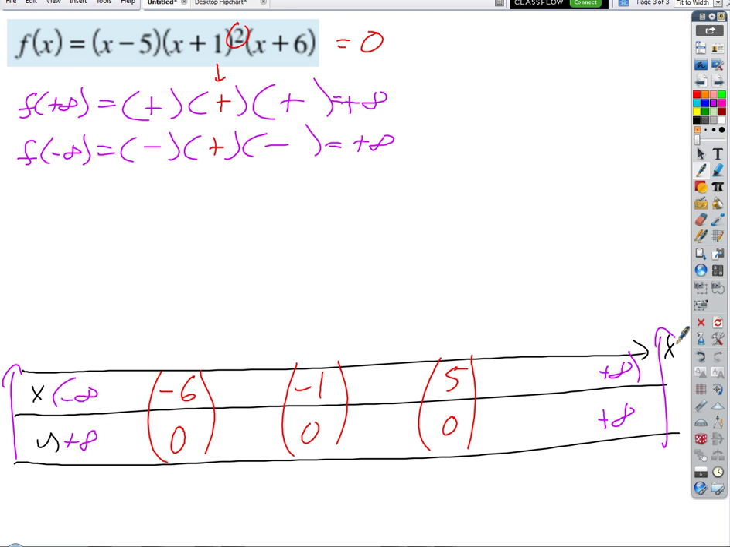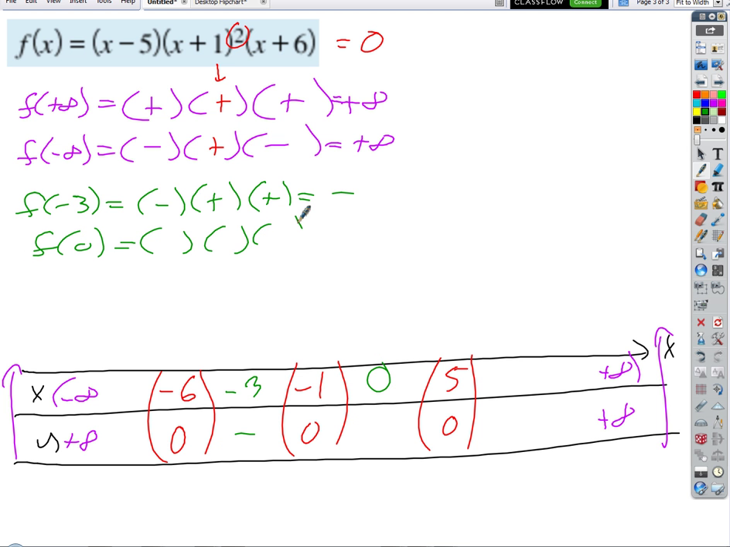Let's check some test points. If I check a test point at, how about at -3? Let's just try this. At -3, I'm going to get what? -3 minus 5 is what? Negative or positive? Negative. This one's being squared, so it's always positive. -3 plus 6 is positive. So the overall sign is negative, right? Okay, how about at 0? That one's positive. 0 minus 5 is negative. 0 plus 6 is positive. So that's negative also. So we got everything we need.